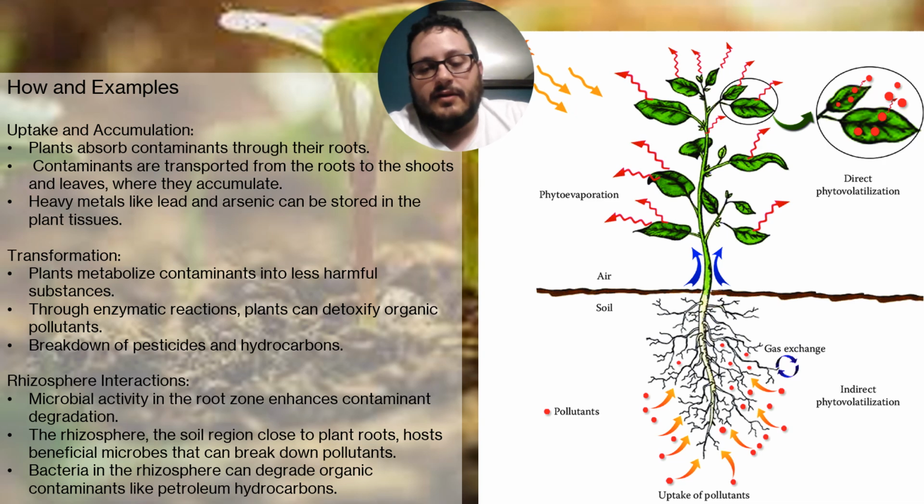Transformation can be done with phytodegradation, where the plants will take really complex organic contaminants and break them down into less harmful, easier to deal with substances. Typically that's done using enzymes, and that breakdown is usually either a pesticide or a hydrocarbon, but it's not always the case. It can usually be anything that's an organic-based thing.